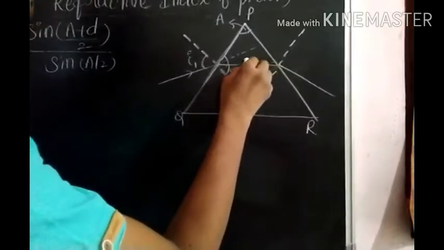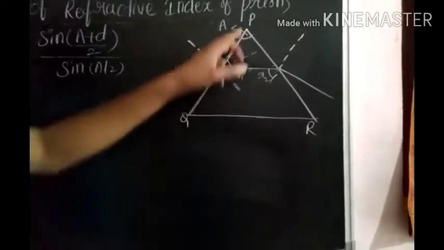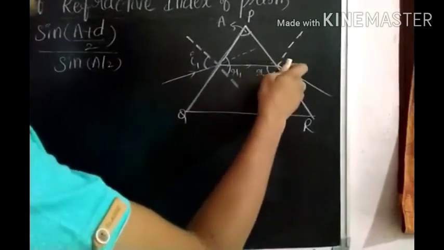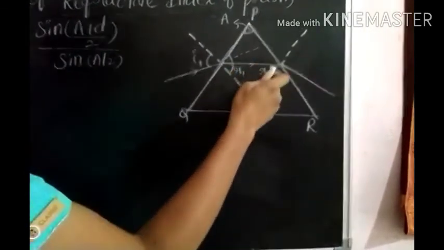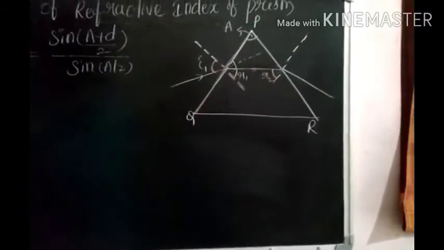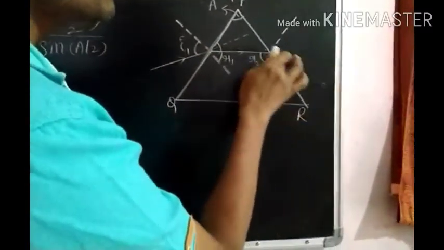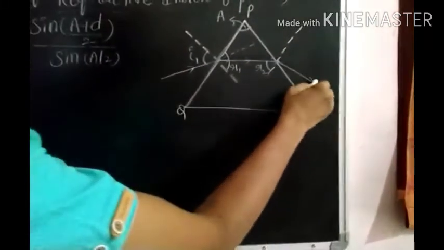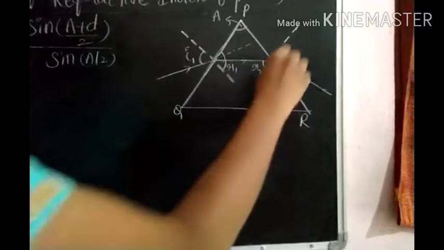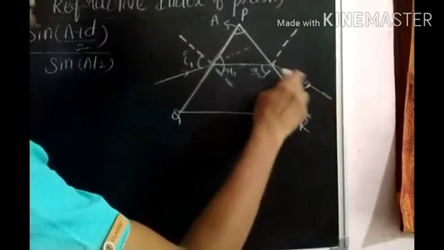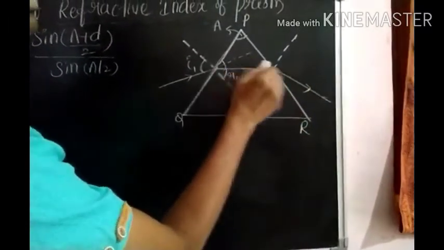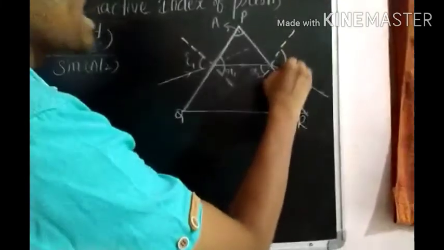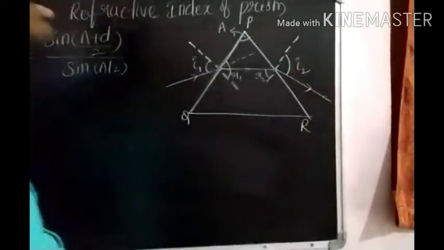This refracted ray acts as the incident ray to the second refracting surface. The angle made by this ray with the normal is called, let me take, R2, and here the light ray travels from prism to air. So this ray is called the emergent ray. This is the normal. The angle made by the emergent ray with the normal is called angle of emergence. Let me take that as I2.